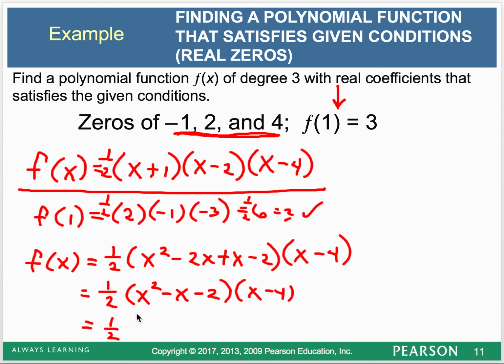So we would have x cubed minus 4x squared minus x squared plus 4x minus 2x plus 8. Okay, and so then you would combine your terms and distribute the 1/2 for your final function, right?